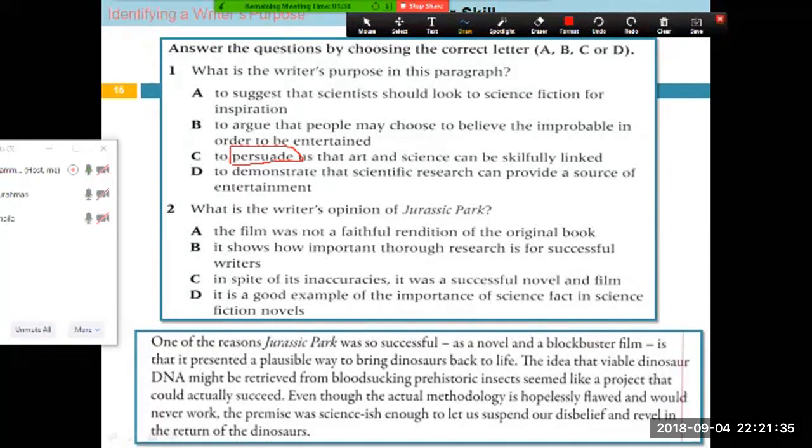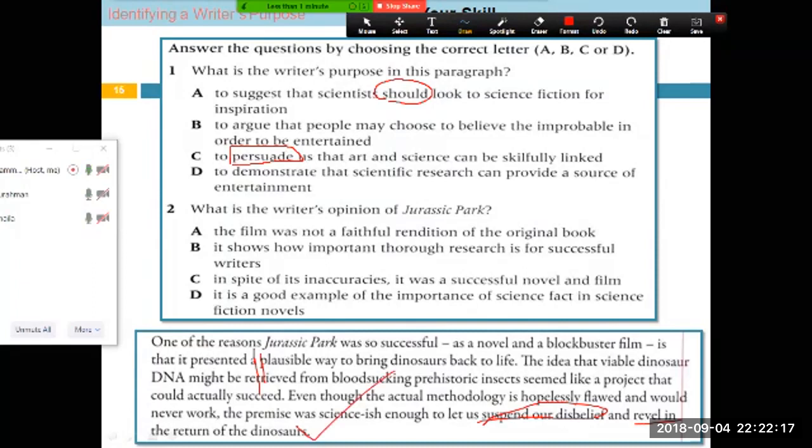Okay. So maybe this whole passage talks. Sorry, I'll try to suggest A then. Okay, then which thing suggests that scientists must or should? Oh, sir, this is B actually. You see, the last line says that even though the actual methodology was flawed, still people just ignored it, suspended our disbelief, and reveled in the return of dinosaurs. We enjoyed it.